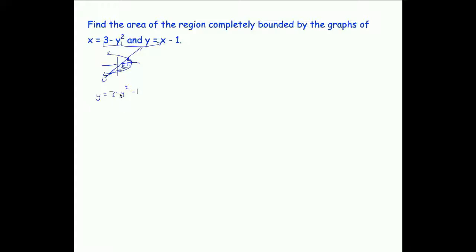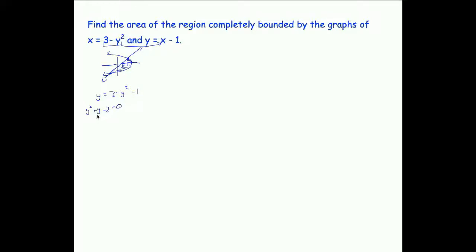Now let's solve for y. So let's get everything to one side. So we'll have y squared. We'll add y squared to both sides. We still have plus y. And then we have a 2. 3 minus 1 is 2. So we'll subtract 2 from both sides.